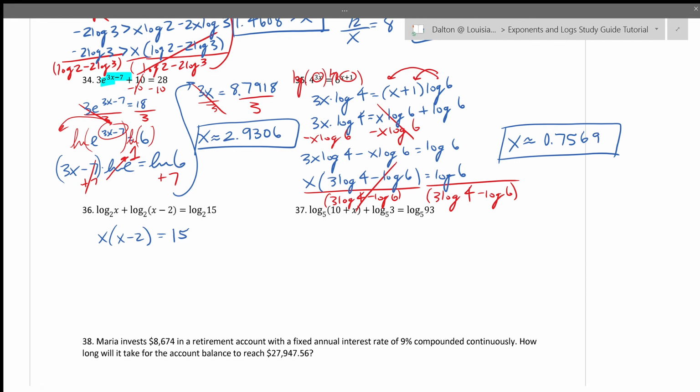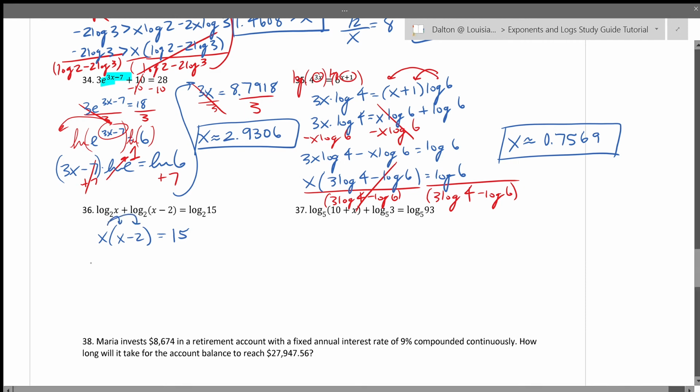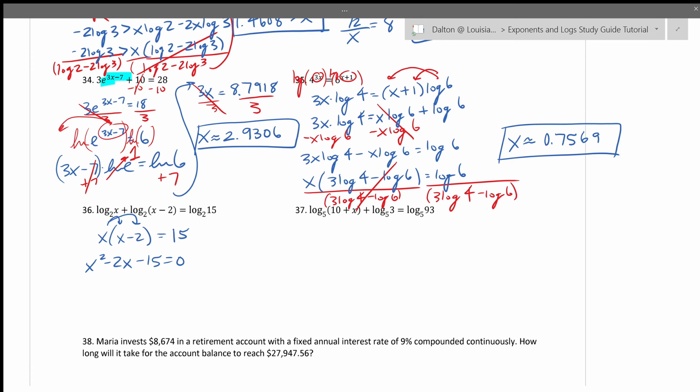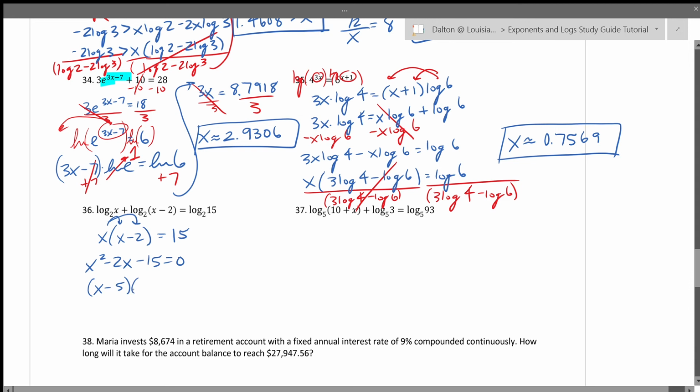So you can go ahead and distribute this x. So it'll be x squared minus 2x, move that 15 over to the other side. Since I have a squared term, that implies that I'm probably going to factor. Two numbers that multiply to be negative 15 and add to be negative 2 would be x minus 5 and x plus 3, which means our answer would be x equals 5 and x equals negative 3. However, you're not allowed to take the log of a negative number. So when you do these problems, if you end up with a negative answer, you need to throw it out and only accept the positive.